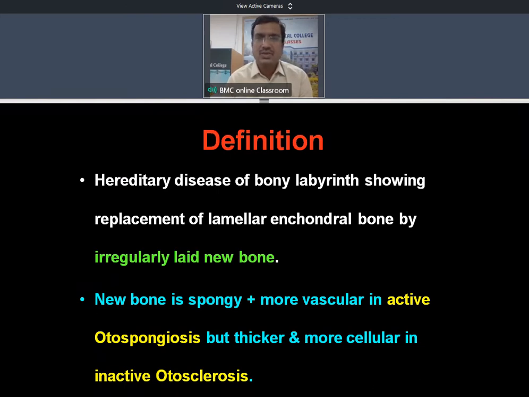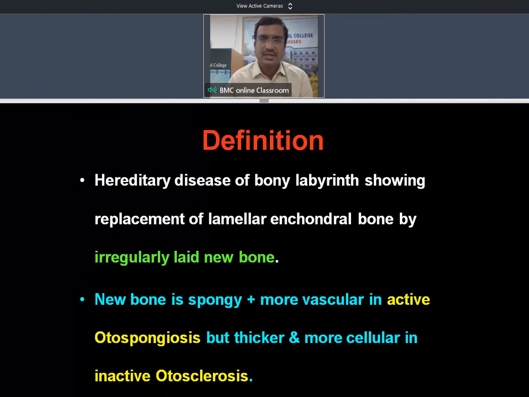So in otosclerosis, there is bony labyrinth showing the replacement of lamellar enchondral bone by irregularly laid new bone. So normal bone is replaced by irregularly laid new bone formation. The new bone which is irregularly laid over the labyrinth is mostly spongy and more vascular compared to the normal bone in active disease. So that's why this is called otospongiosis.